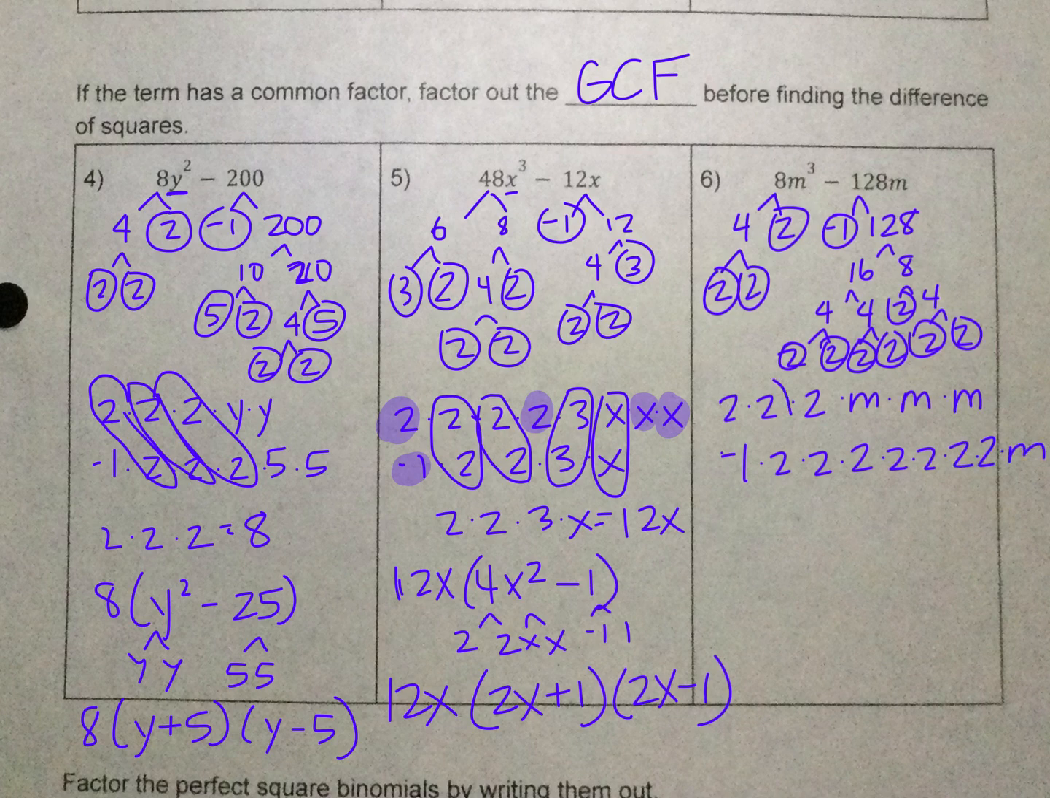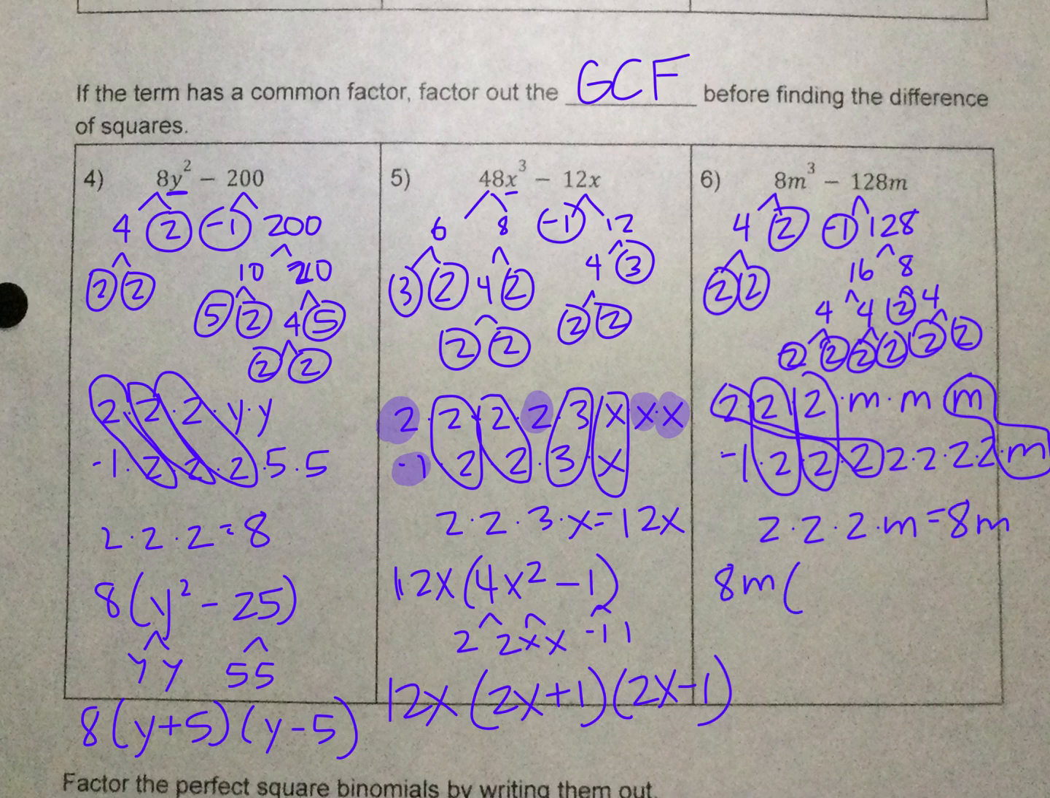All right, what do they have in common? 1 group, 2 groups. Oops, I missed one. 3 groups, and an M. Okay, 2 times 2 times 2 times M. That gives me an 8M. So 8M goes in front.